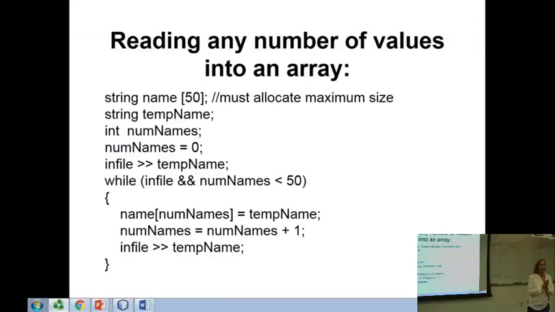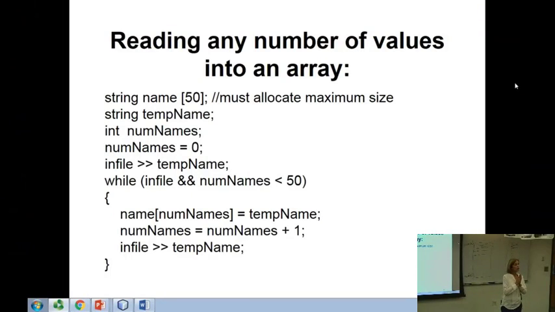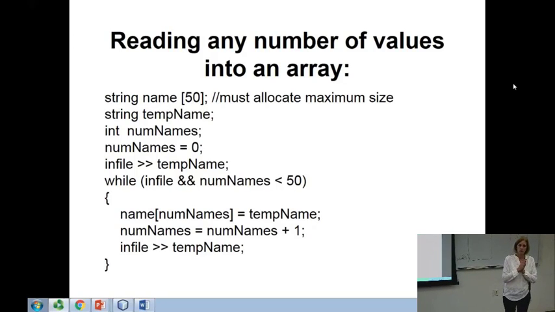Part of working with arrays is working with for loops. When can we use a for loop with an array? If we know how many elements, okay? So if we know the array is full, then we can use a for loop and that size.